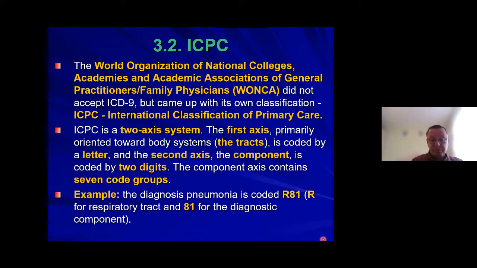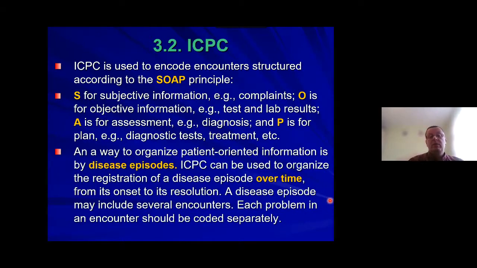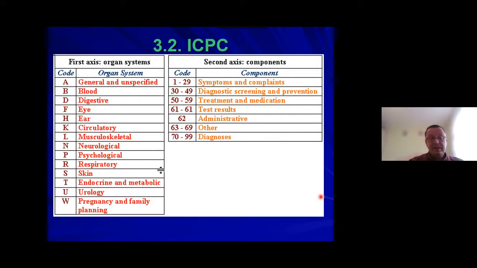As an example, the diagnosis pneumonia is coded R81: R for respiratory tract, and 81 for the diagnostic component. ICPC is used to encode encounters structured according to SOAP principles: subjective, objective information, assessment, and plan. And again, a chart which I already showed you displays the codes for the organ system axis as well as the component codes axis.